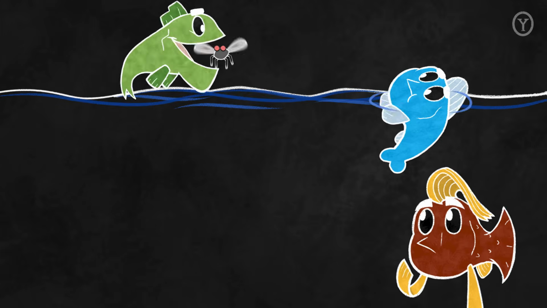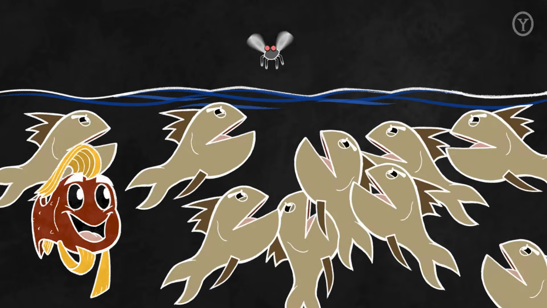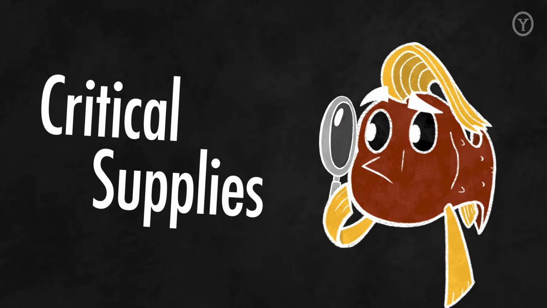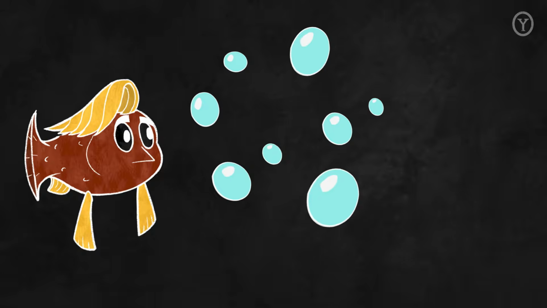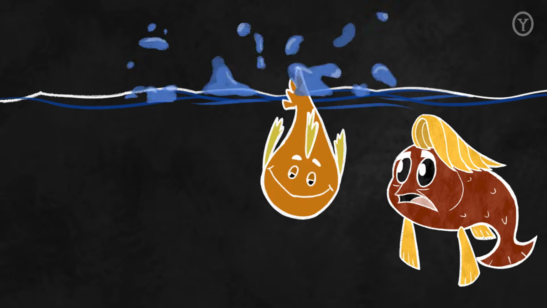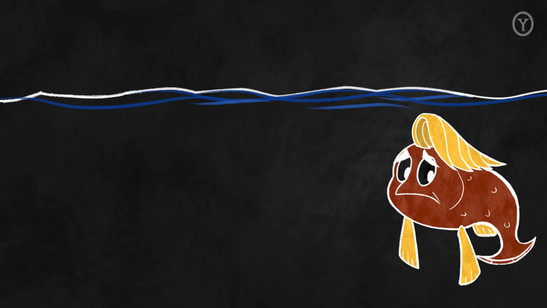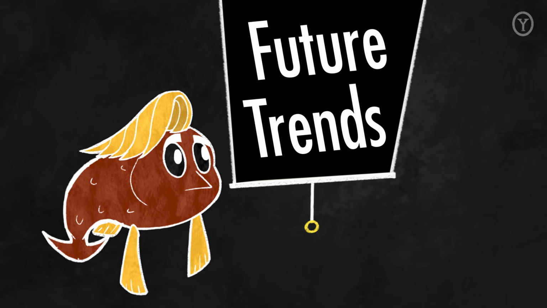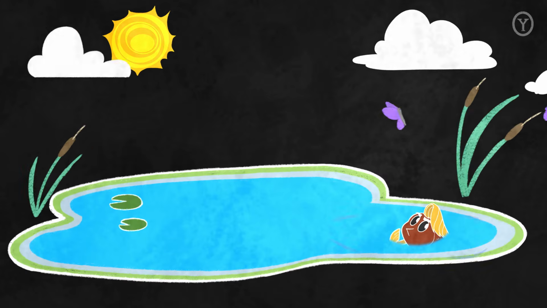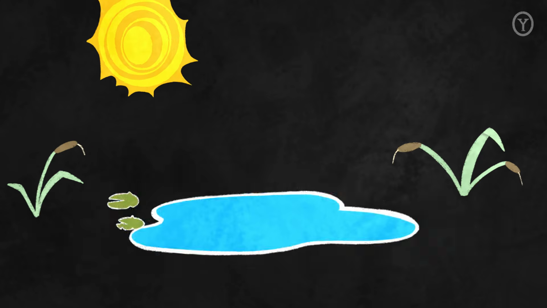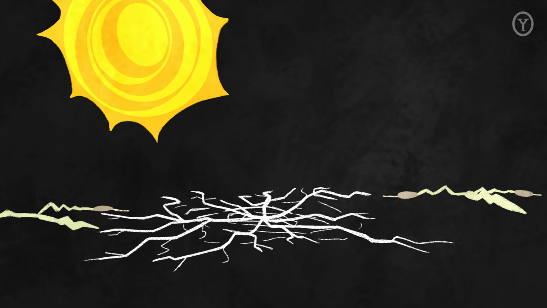Do they generally cooperate with each other? Or do they fight viciously with each other for limited resources? We may want to understand something about the critical supplies. Is there sufficient oxygen in the water? Is there a sufficient food source to sustain growth? But we also want to understand future trends that might affect the pond. Is there a local climate shift that may change the availability of resources in the pond? Or is there a drought that may eliminate the pond altogether?